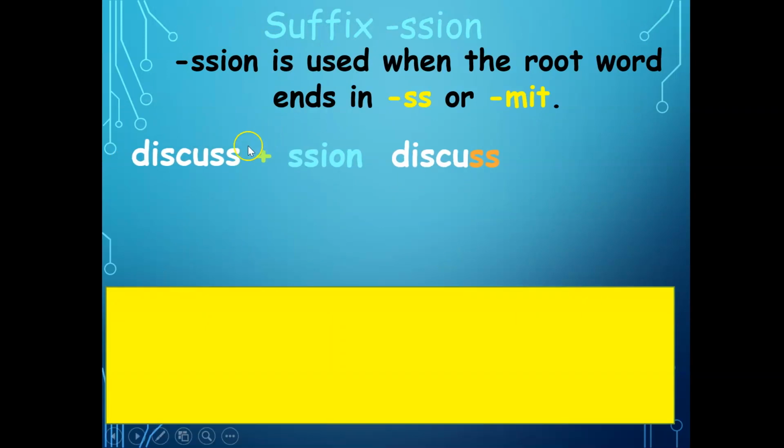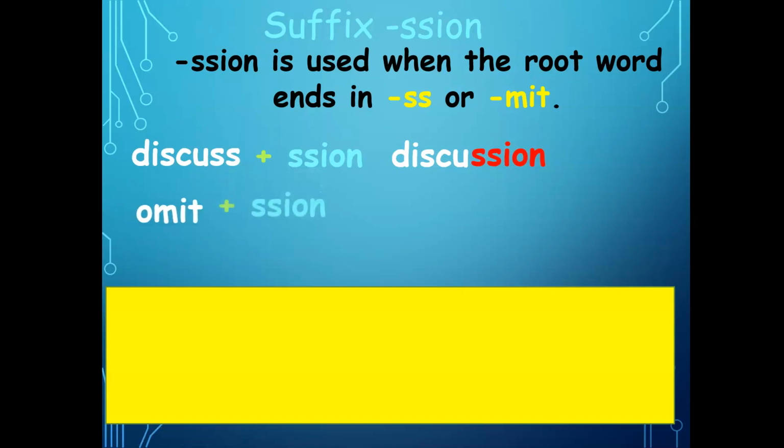I have already displayed this example for you. Discuss is a root word. So you can see here ssion. We need to drop one set of double s because we cannot use four times s. Then we bring in this ssion and the word is discussion. Can you see that?